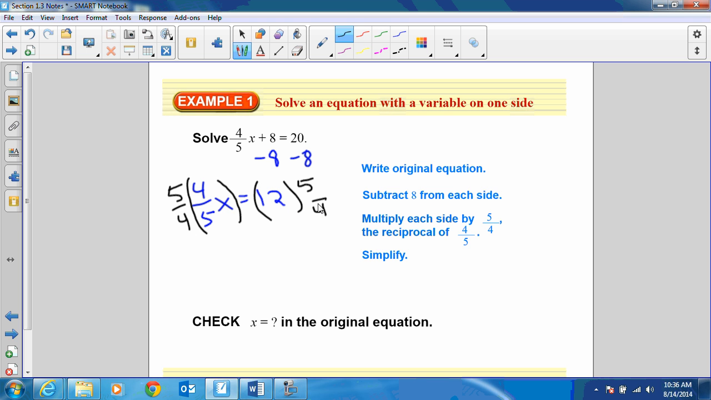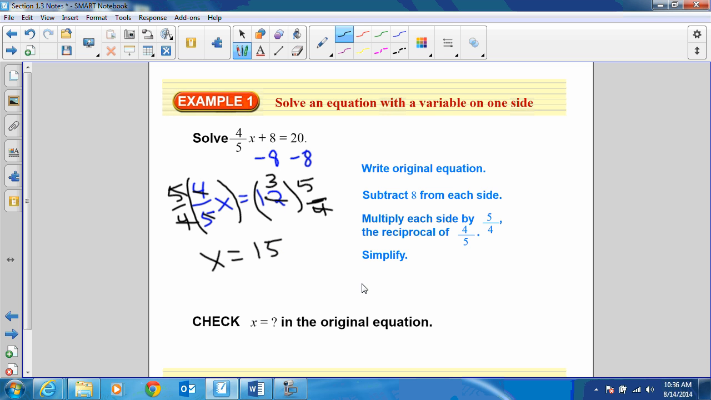Okay, and there's two ways you can multiply 12 by 5/4. Let's look at the left side. 5 is going to cancel out, 4 is going to cancel out, leaving just x. So x is 12 times 5/4. You could do 12 times 5, which is 60, and then 60 divided by 4, which is 15. Or what I like doing is, if there's a whole number and a fraction, I take the bottom number, and if it goes into the whole number, I reduce that. 4 goes into 12 3 times, so I end up with just 3 times 5, which is 15.